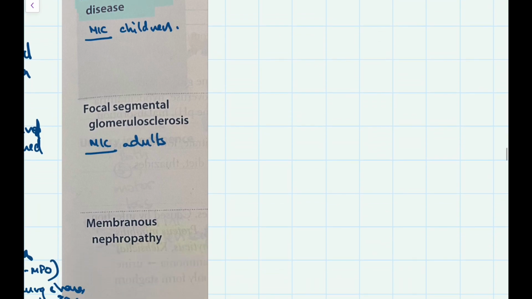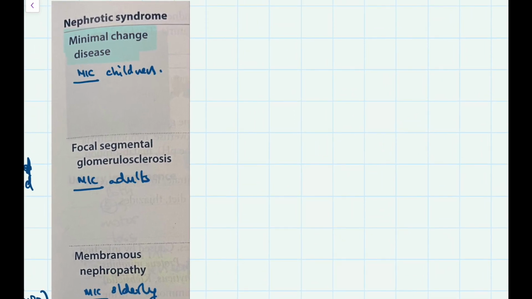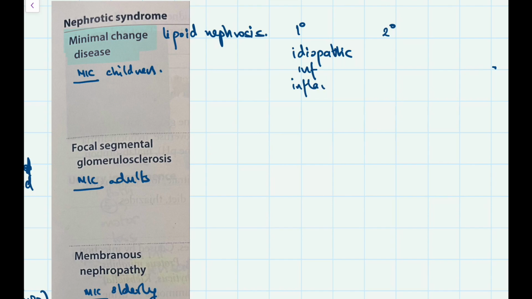And the first disorder of nephrotic syndrome is minimal change disease. Right? So, minimal change disease is the most common glomerulonephritis in children. In adults, the most common is focal segmental glomerulosclerosis, while in the elderly, the most common is membranous nephropathy. We will look at them one by one. Minimal change disease is also known as lipoid nephrosis. The primary can be either idiopathic or due to infection, inflammation, or an immune stimulus, right? These are the four I's of minimal change disease.